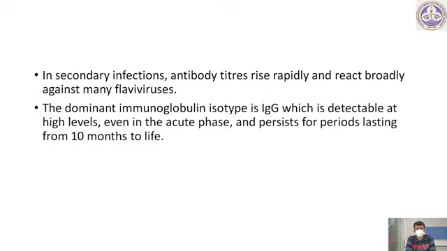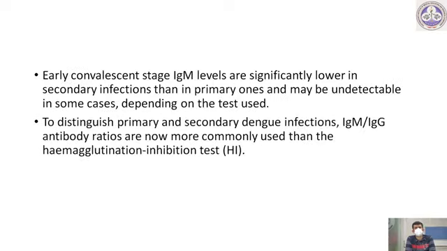In secondary infections, antibody titers rise rapidly and react broadly against many flaviviruses. The dominant immunoglobulin isotype is IgG, which is detectable at high levels even in the acute phase and persists for periods lasting from 10 months to life. Early convalescent stage IgM levels are significantly lower in secondary infections than in primary ones and may be undetectable in some cases, depending upon the test used.